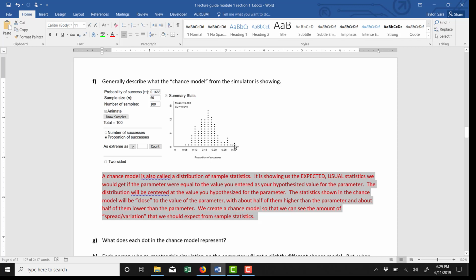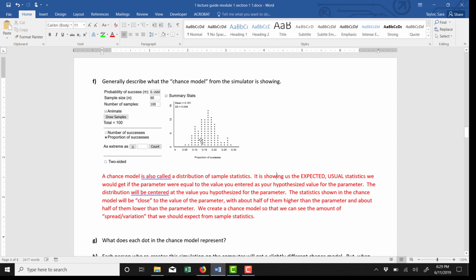So I said a chance model is also called a distribution of sample statistics. Remember, each of those dots is a sample statistic we would expect to get. So it's showing us the expected usual statistics we'd get if the parameter were equal to the value you entered as the hypothesized value. In our case, we entered a parameter of 1/6, 0.16667. So if that's truly the value of the parameter, these are the statistics we expect to get if we do a sample of size 60. The distribution will be centered at the value you hypothesized for the parameter, and it was centered around 0.16667.